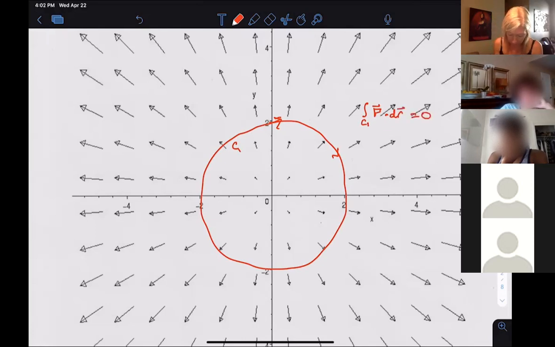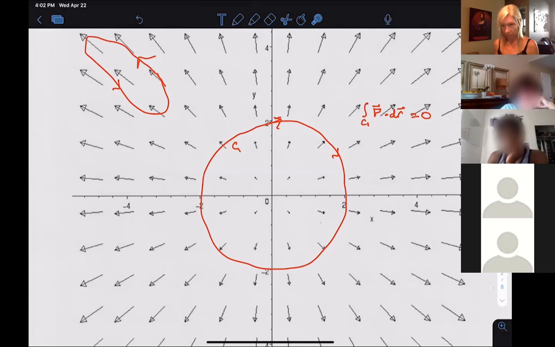But what about this curve? This curve is totally agreeing with the vectors for a while, and then it is kind of in opposition to the vectors for a while. If I know that there's a simple closed curve for which the line integral is 0, does that guarantee that the vector field's conservative? No. Exactly. Can you say why not?